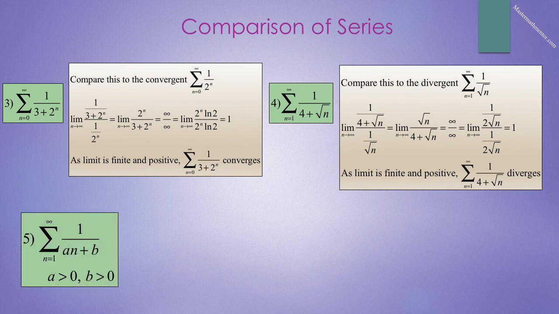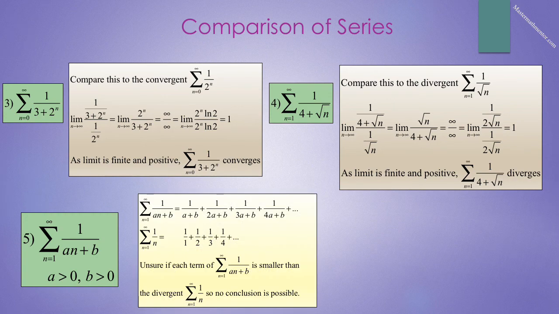Number 5 reads summation n equals 1 to infinity of 1 over an plus b, where both a and b are greater than 0. This is a form of the harmonic series, and we would like to show whether it is convergent or divergent. First, trying to do it by the direct comparison test, failing, and then showing that the limit comparison test is easy and conclusive.